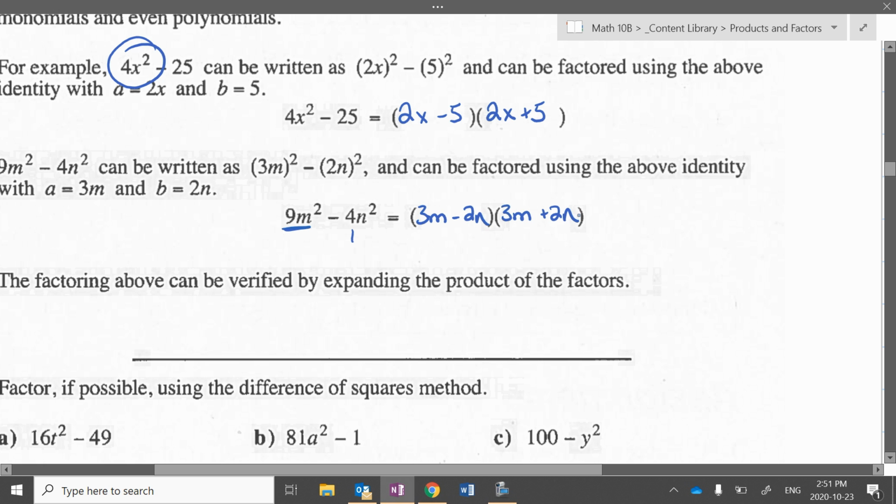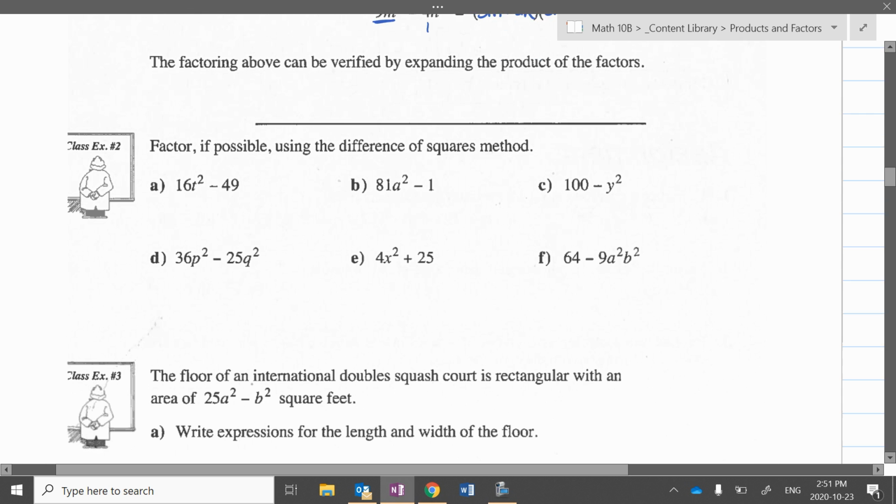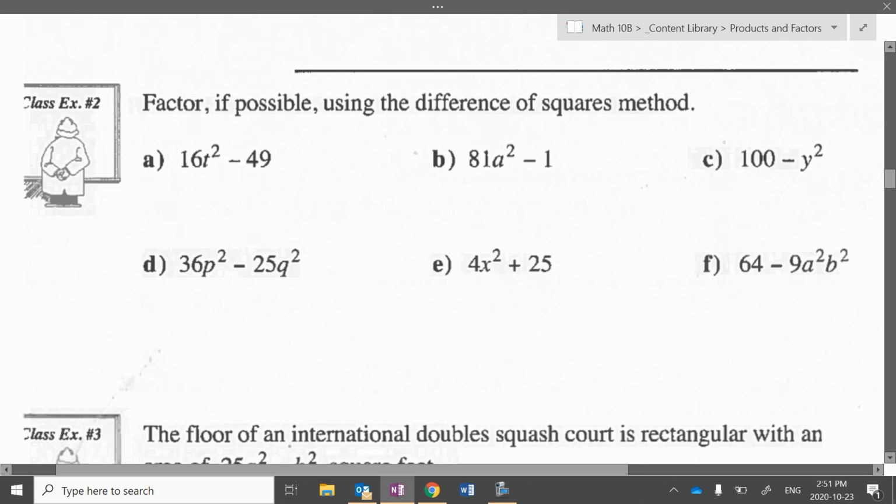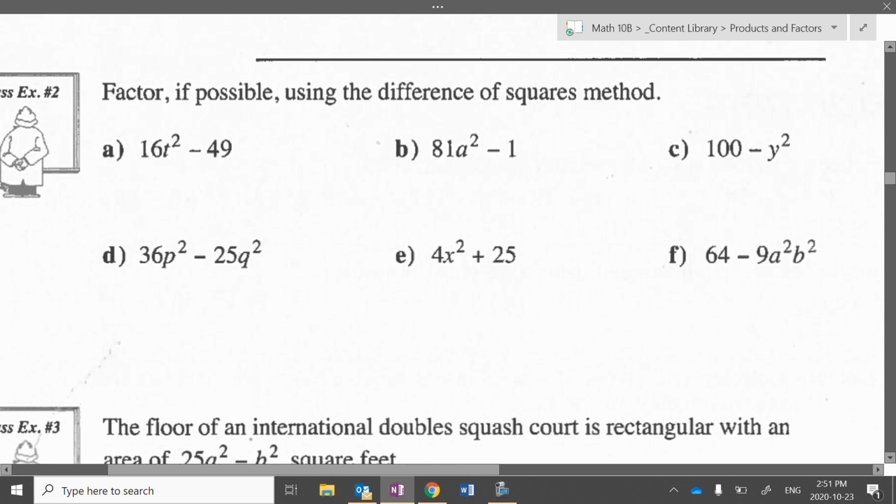Same principles apply as we did before. So let's try some of these perfect squares here. I'm going to do the first couple, and then I want you to try some on your own. So 16 is a perfect square, 49 is a perfect square, so that's 2 checks we get, and they're separated by a subtraction sign, so that's our third check.